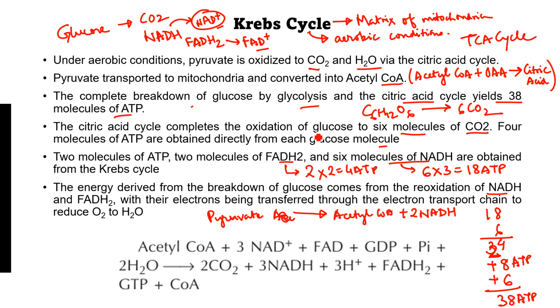So till glycolysis the glucose was not completely oxidized, right? It was partially oxidized to pyruvate molecules. Now citric acid cycle, what will it do? It will complete this oxidation process.